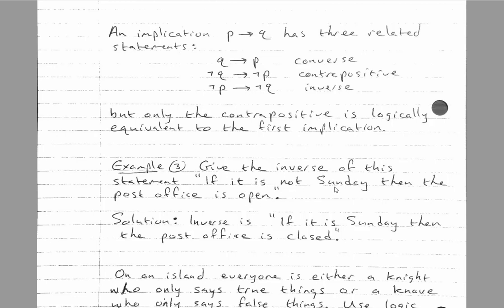Okay, so it is not Sunday. What's the negation of that? It is not the case that it's not Sunday. Well, that's just saying it is Sunday. It is not the case that the post office is open. The post office is closed. So in simple English, the inverse is saying if it is Sunday, then the post office is closed. That's the inverse of saying if it is not Sunday, then the post office is open.